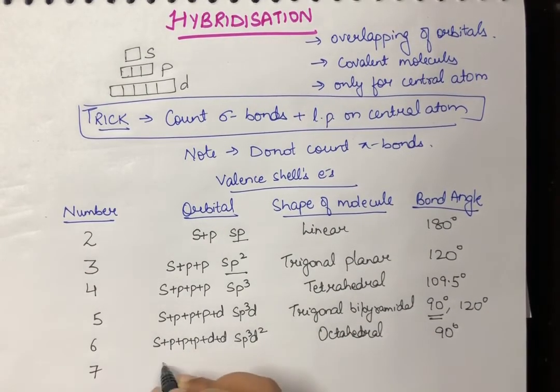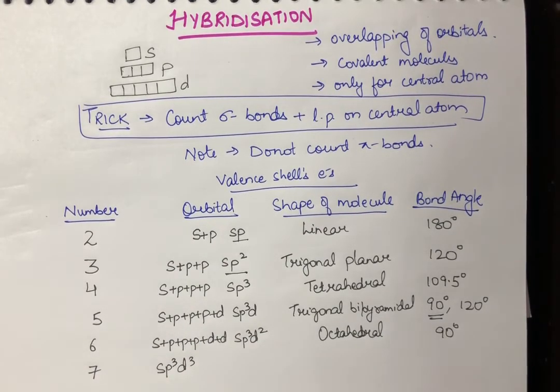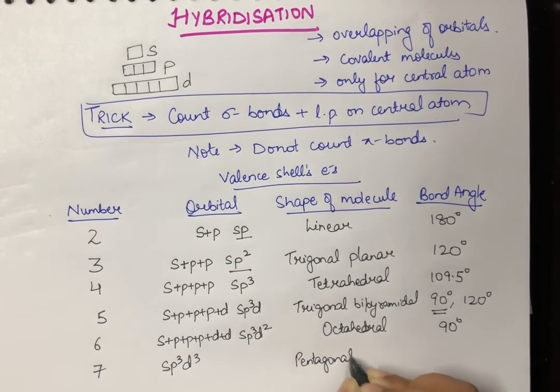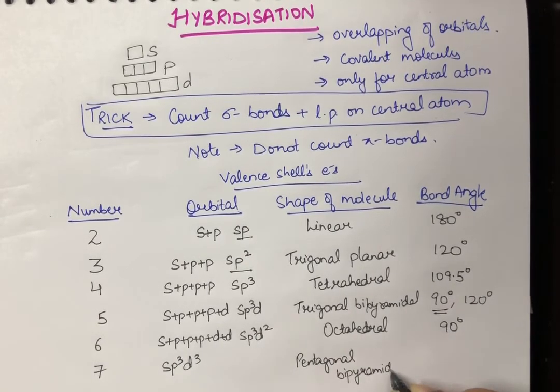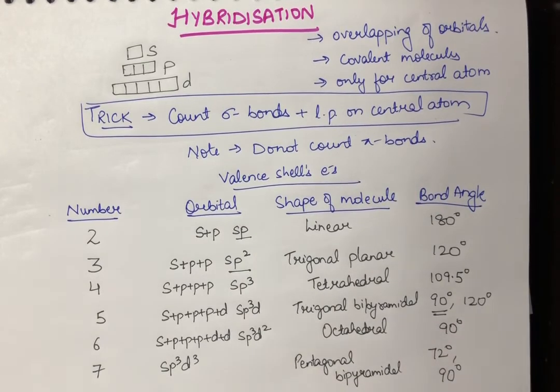And for 7, it is going to be sp3d3. I'm not writing it in the way above because now I think you have understood, and the shape is called pentagonal bipyramidal, and again the angles are 72 degree for the equatorial and 90 degree for the axial. Now let's take few examples so that we can get more clarity on the concept.